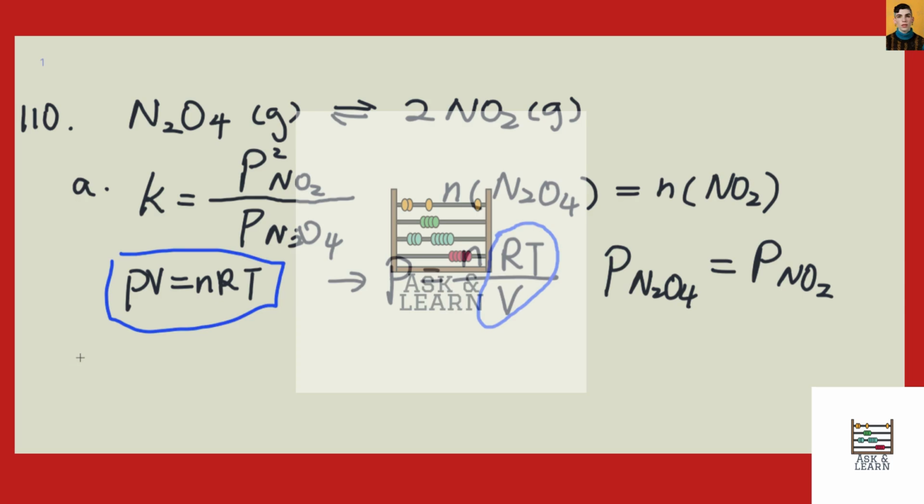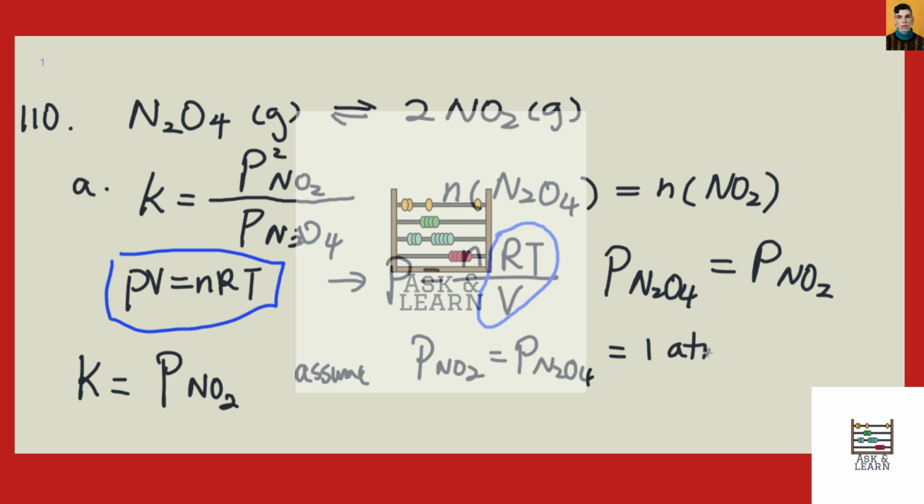Now we can simplify the equilibrium constant K. Because these numbers are the same, they can cancel out, so K will only be the pressure of NO2. If we assume P of NO2 equals P of N2O4 is 1 atmosphere, this K value will be equal to 1. And if K equals 1, ln K will be equal to 0.